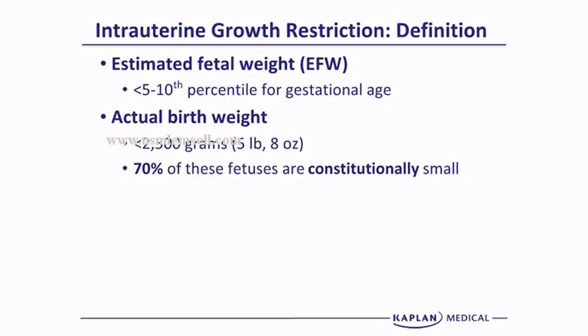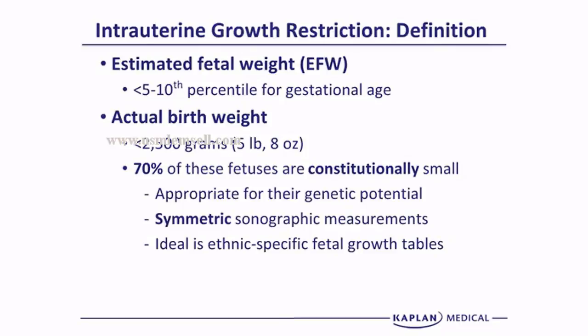Now, are all babies that are less than 2,500 grams at term abnormal? And the answer is no. 70% of these fetuses are what we could call constitutionally small. In other words, that's what they should be. The size is appropriate for their genetic potential. Consider, for instance, the average weight of a baby born in Manila in the Philippines and in Samoa. In the Philippines, they're going to be much smaller babies normally. Small mama, small papa, small baby, of course.